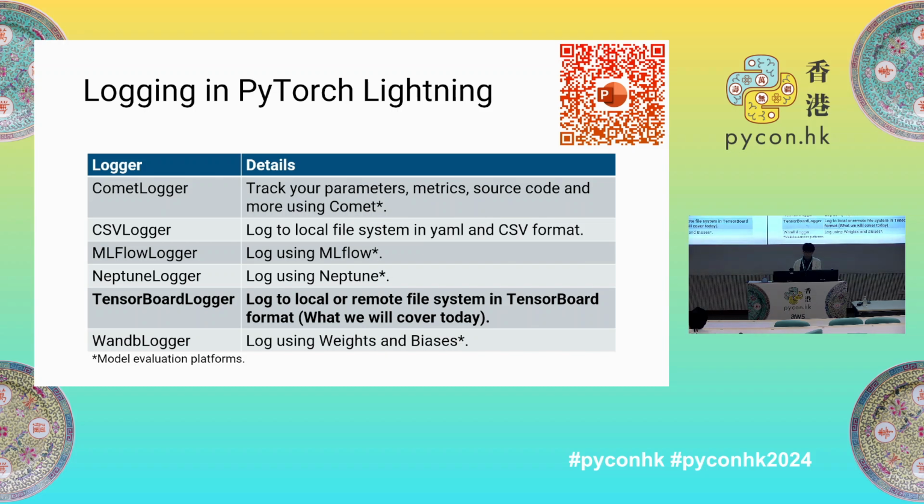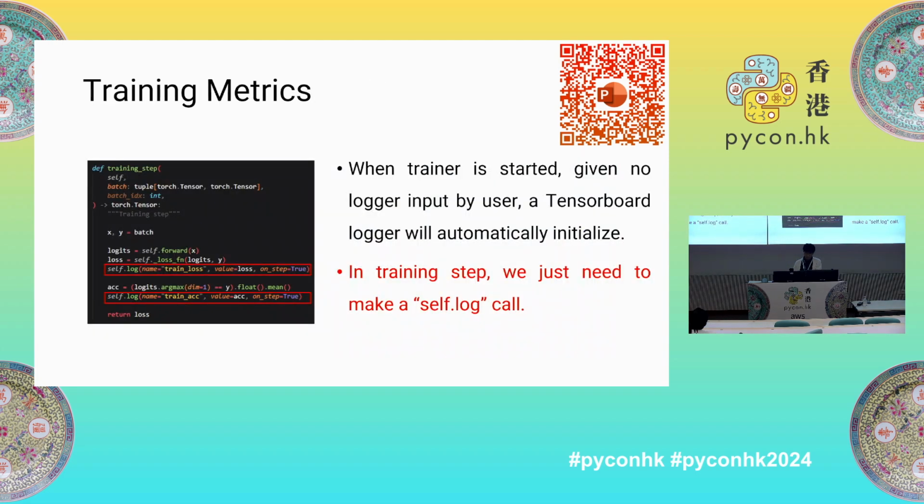Lightning supports integration with multiple model iteration platforms to track your training process, metrics, and hyperparameters. Some popular options include Comet, Neptune, and MLflow. Today we will focus on TensorBoard, a powerful tool to visualize the model performance. We choose TensorBoard because it is easy to set up, supports both remote and local logging, and is the default logger of PyTorch Lightning. Now let's look at how training metrics are logged in PyTorch Lightning.